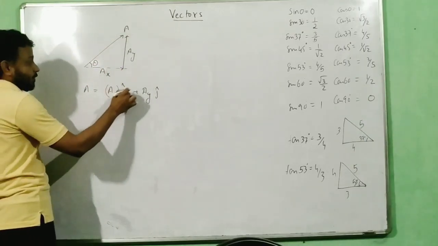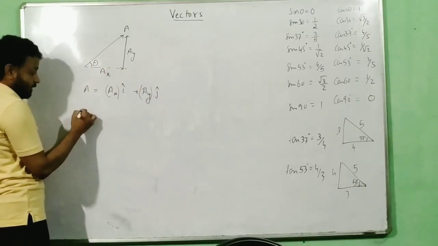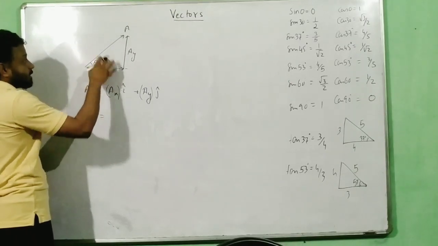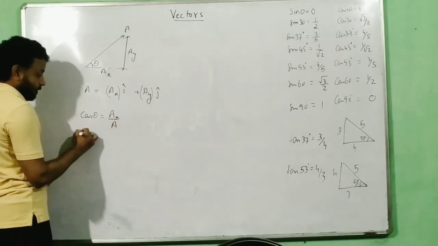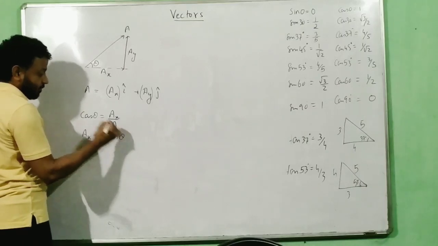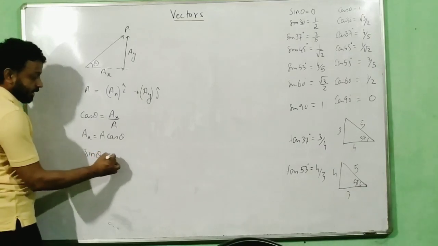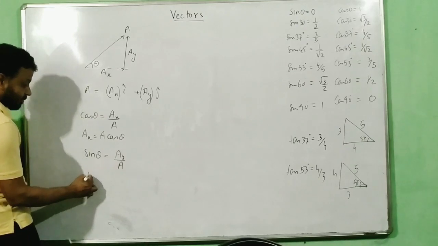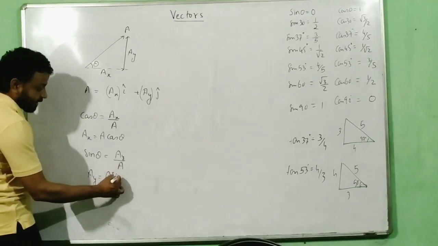Now how to find the values of Ax and Ay. We can use this triangle over here. Cos theta will be equal to base by hypotenuse. So base is Ax and hypotenuse is A. So the base component is always the cos function, A cos theta. Similarly, I can use sin theta. Sin theta will be equal to perpendicular by hypotenuse. And this implies my perpendicular component is A sin theta.